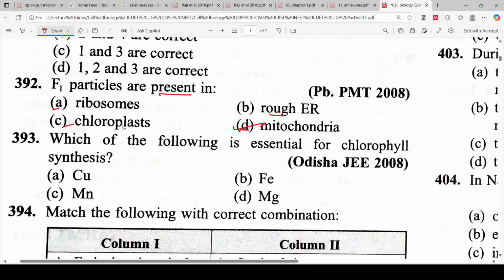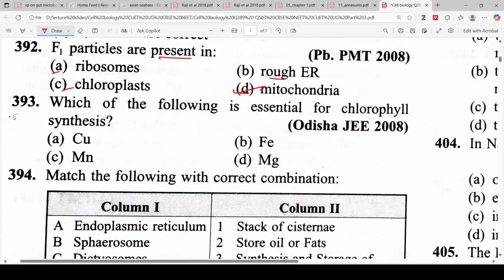Next question. Which of the following is essential for chlorophyll synthesis? Option A, copper. Option B, iron. Option C, manganese. Option D, magnesium. So the correct answer will be magnesium.